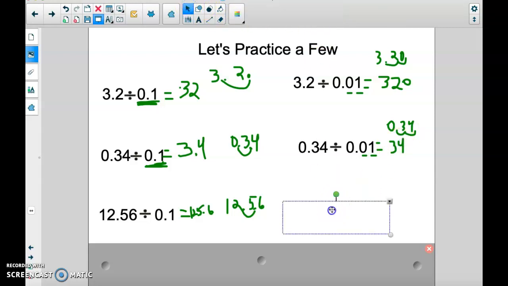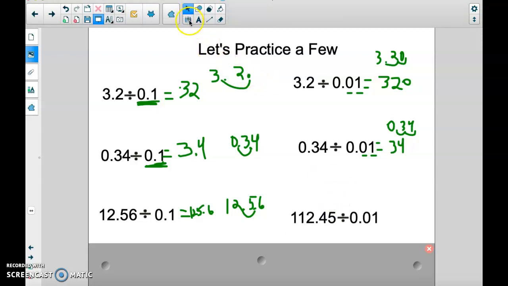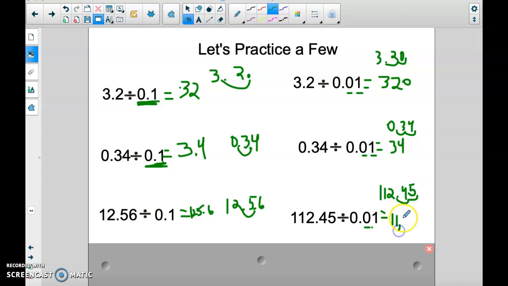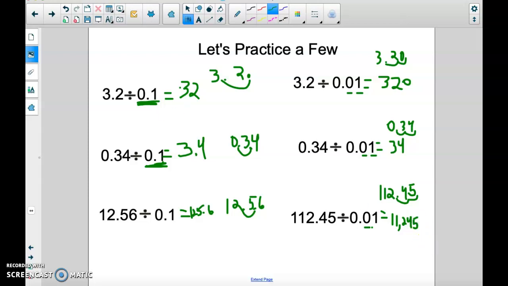And then the last one, I promise. We have 112 and 45/100 divided by 0 and 100th. Go ahead, pause it, solve it, come back. Moving up 2 place values, right? So bump, bump. It would be 11,245. Okay? So hopefully this made sense to you.